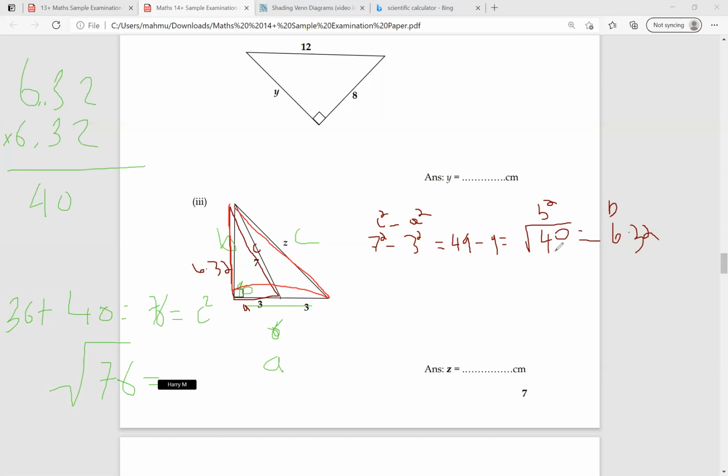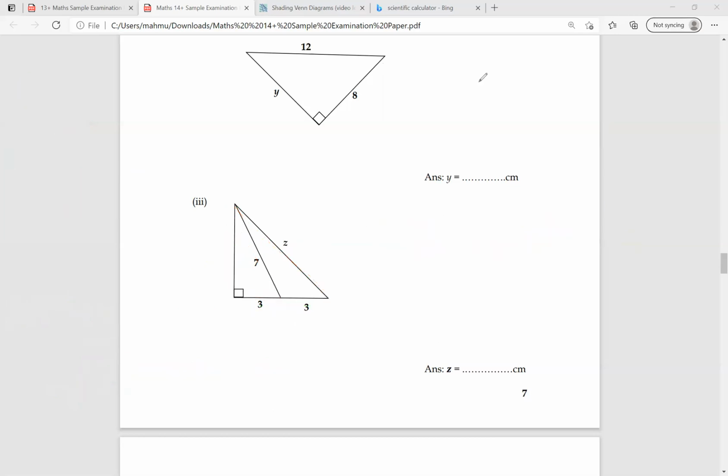Which should give you 8.717, so 8.72. And that's your answer, 8.72. And that makes sense. Remember I said A should be the smallest one. So A is 6, B is 6.32, and C is 8.72. So you could always work it out and see if the answers are right. Did that make sense? Okay.